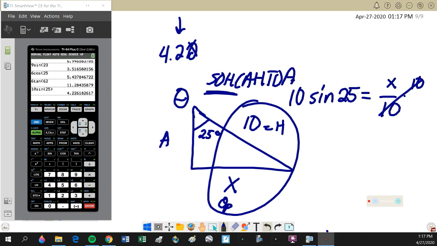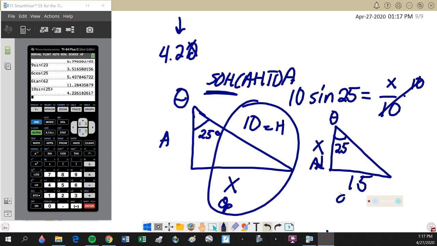Okay, let's do another one that's kind of the same. So let's say we have the same 25-degree angle and we have x and 15. Well, if this is theta, then this would be adjacent and this would be opposite. Adjacent and opposite is the tangent. So we have tangent of 25 is 15 over x, O over A.